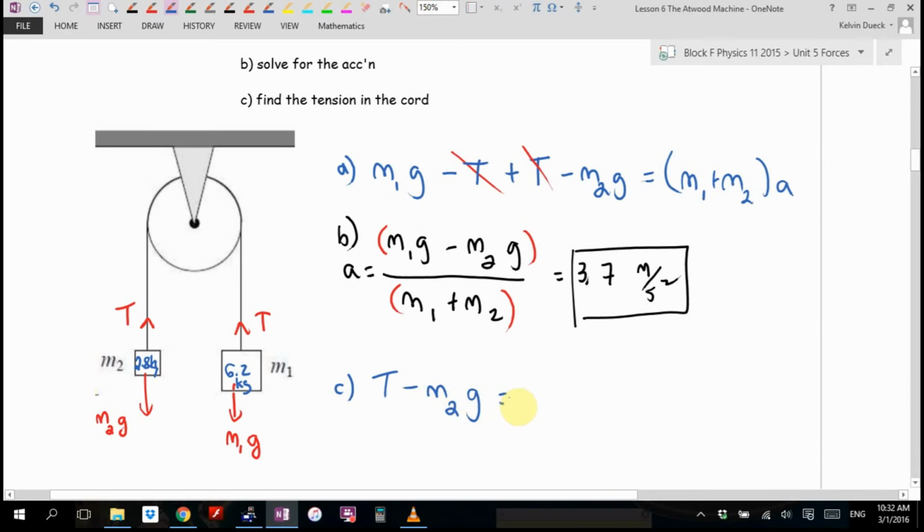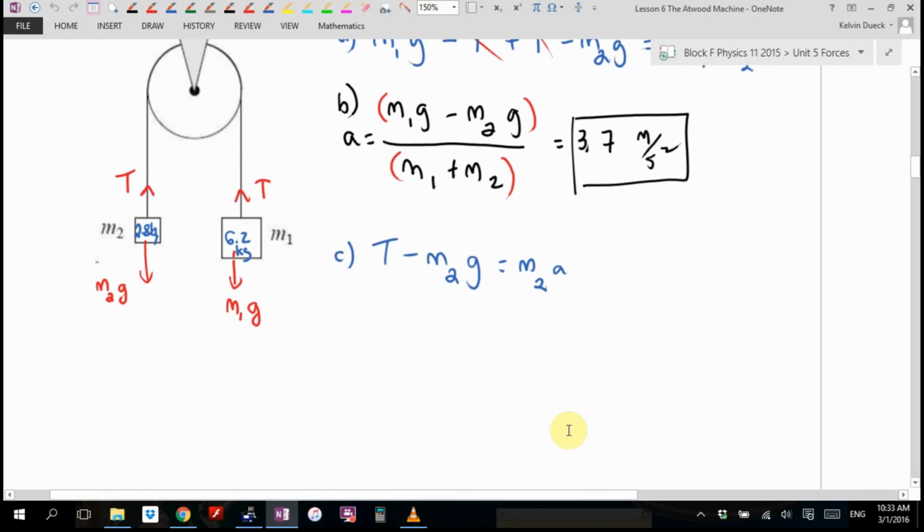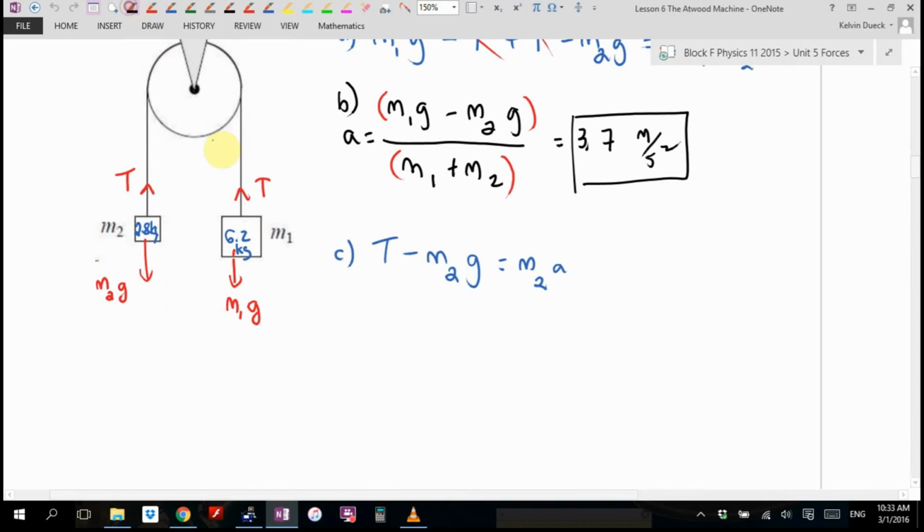And now I'm just looking at one mass, not both masses. Do you see why I did that one? Because it's easier to get the T by itself. How would I get the T by itself? Or I could have done this. Don't write this down, but just watch. I could have gone, who's winning? M1G minus tension equals M1A. I'll get the same answer no matter what.